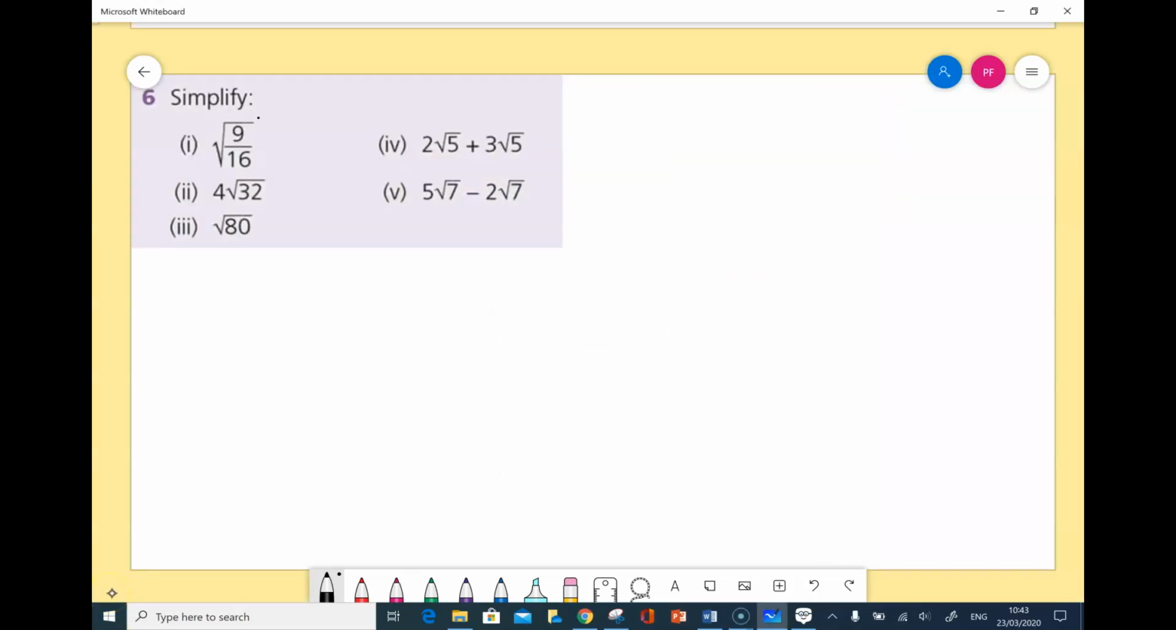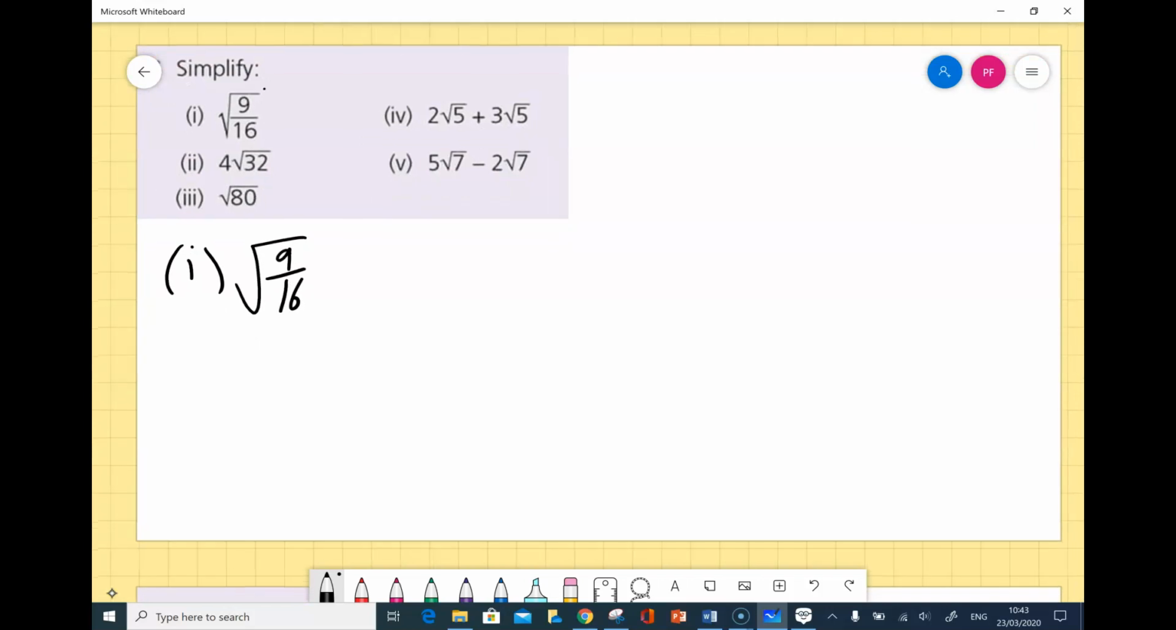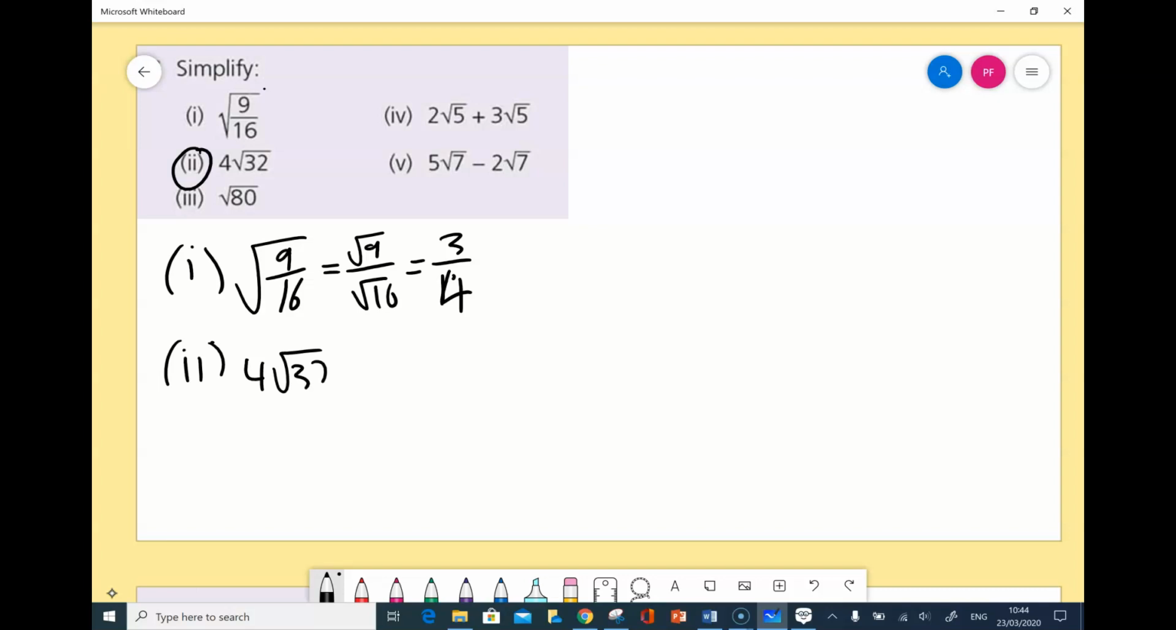Okay, so let's look at the square root of 9 over 16. The square root applies to both the top and the bottom. So that's the square root of 9 over the square root of 16. And the square root of 9 is 3, and the square root of 16 is 4. Part 2 here, I've got 4 root 32. Alright, so I'll break up 32. 32 can be written as the root of 16 by the root of 2. And the root of 16 is 4, so it's 4 by 4 by root 2. And 4 by 4 is 16, so it's 16 root 2.